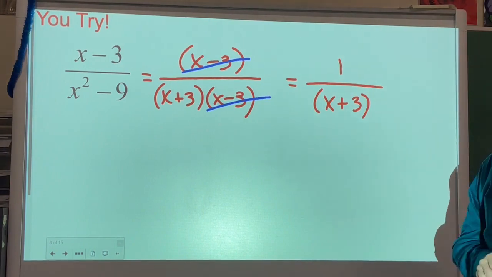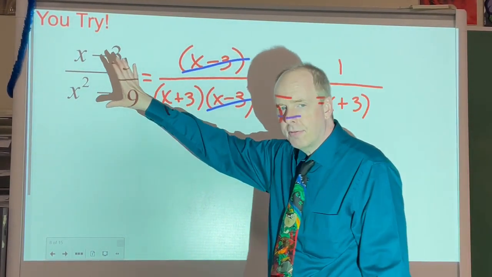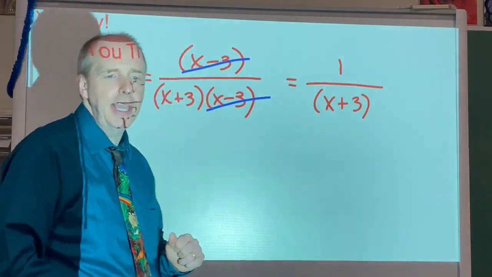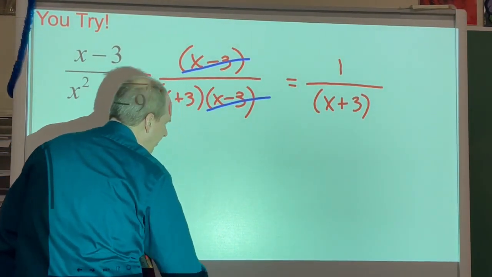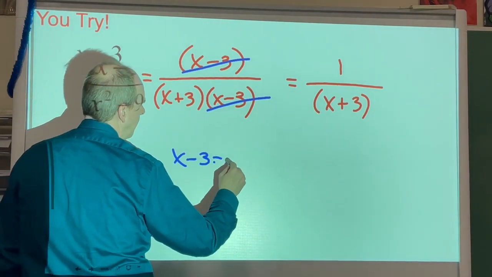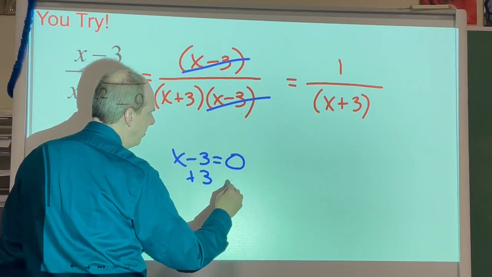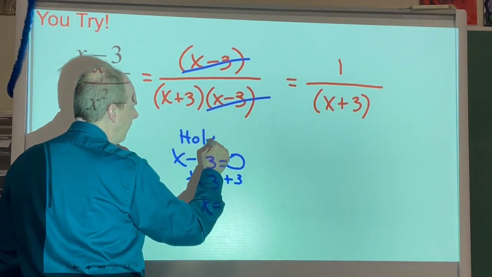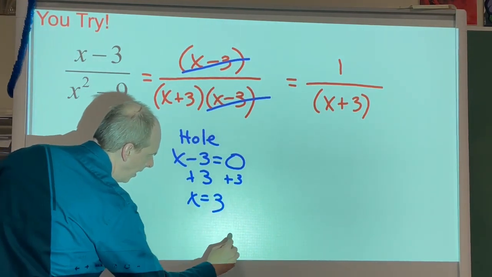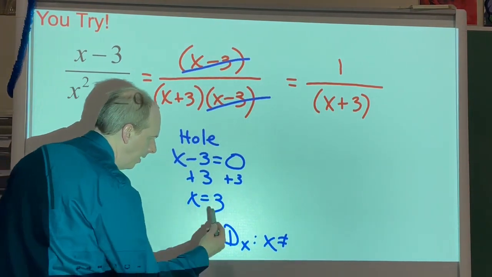Here's my new simplified function. I could plug numbers in, graph pretty easy. This is hard to graph. This one will be a piece of cake. We'll just make a table and plug in some numbers at some point. We canceled an x minus 3. It still cannot be part of our domain. Let's solve it. Add 3 to both sides. x equals 3. This is a hole in the graph. Why? Because it canceled. My domain does not include positive 3.